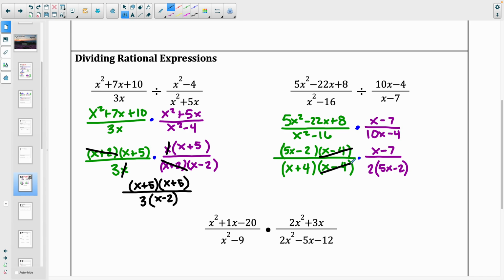So if I look at the top left, I have a 5x minus 2. That's going to cancel out the 5x minus 2 in the bottom right. So a lot of cancellation happening here. All we have left up top is just that x minus 7. And what we have left on bottom is going to be 2 times x plus 4.